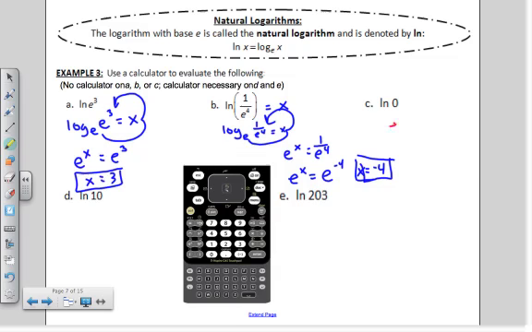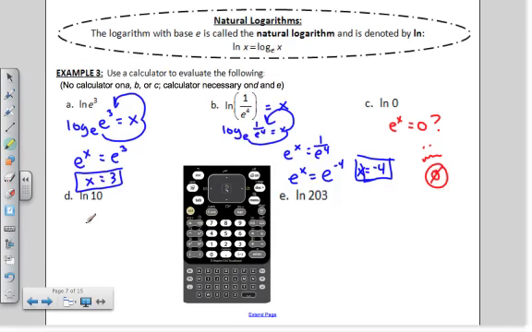Well, e to what power gives 0? Well, do you remember that e is about 2.71828? So it is a positive number. You cannot raise a positive number to anything and get 0. You can get close to 0. The only number you can raise to any power and get 0 is 0. So the answer, without doing any work, is undefined.